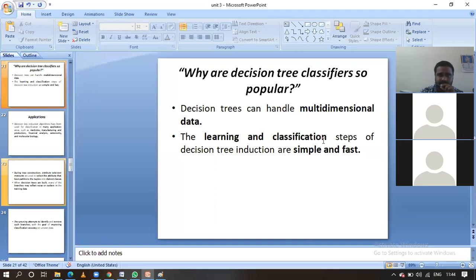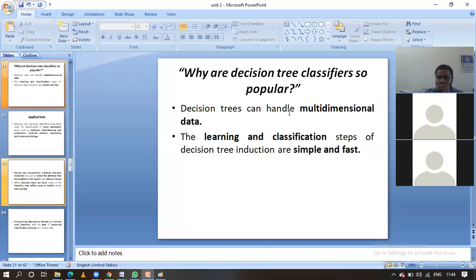The next one is why the decision tree classifier is so popular. It is able to handle multi-dimensional data. Normally the data is two-dimensional, three-dimensional, or multi-dimensional. Another way we represent it is data cubes; with the help of data cubes we represent multi-dimensional data. Decision trees are able to handle multi-dimensional data.